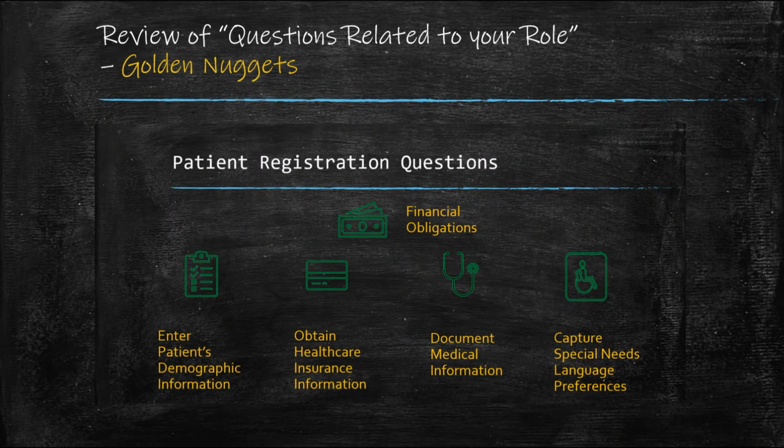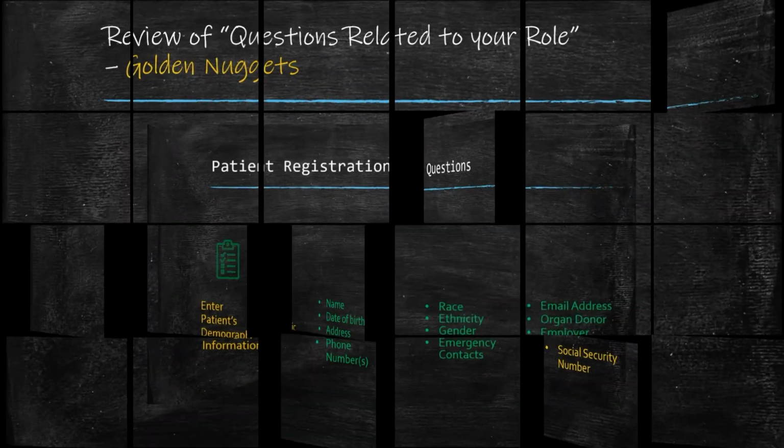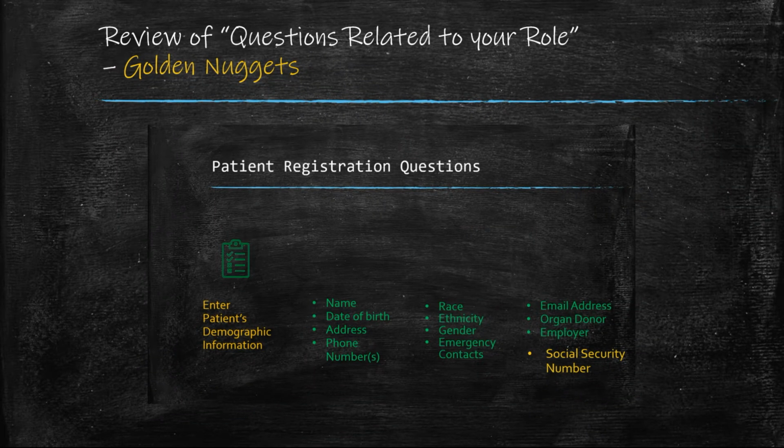Okay, let's review questions related to your role. I've broken this information into 5 categories. The first section is patient's demographic information, followed by obtaining healthcare insurance information, then documenting medical information, capturing a patient's special needs and language preferences, and last but not least, the financial obligations. Okay, let's take a look at a patient's demographic information. Questions related to this section.